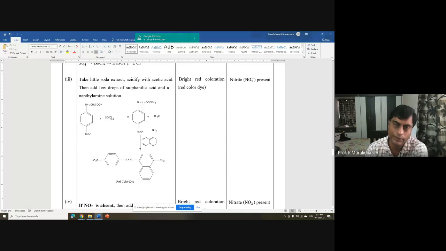Once this is formed, that further reacts with the amine, and this dye is formed here. So this dye gives a red color solution. If there is no nitrite, this reaction will not happen, so you will not get a red dye here. And in our example, you are not supposed to get this red color here.